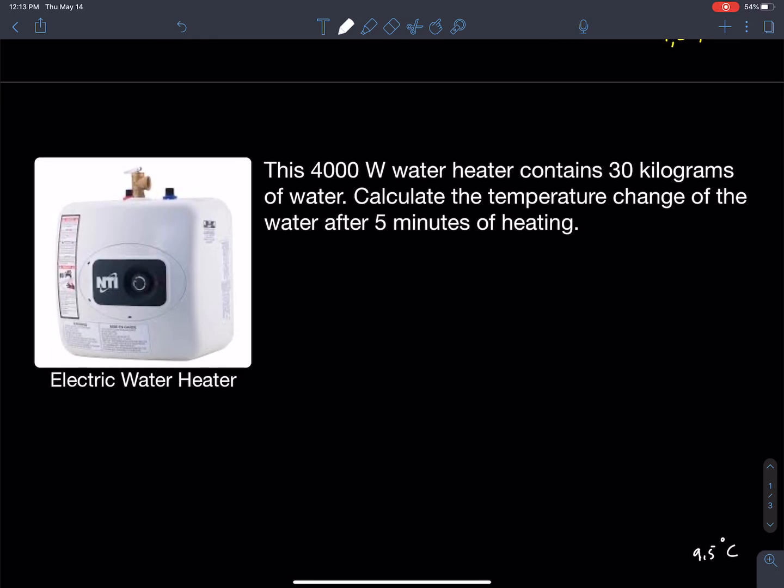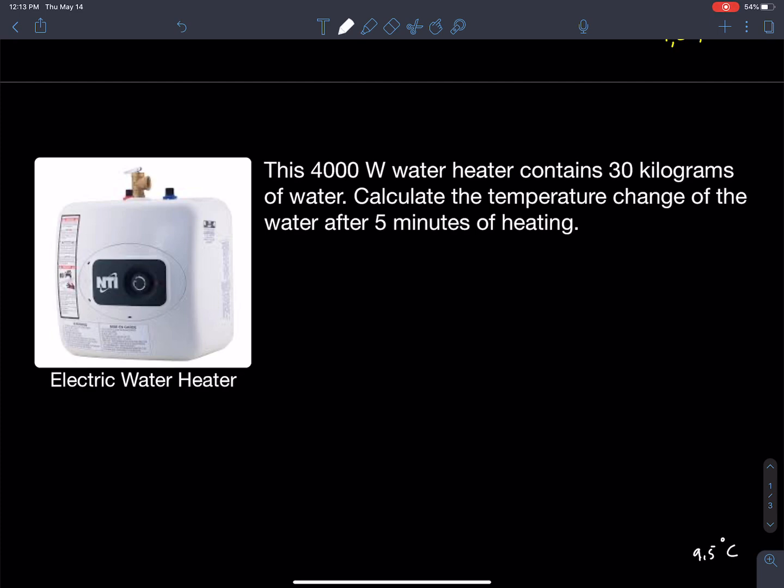Well, here is an example of, let's say, a 4,000 watt heater, a 4 kilowatt heater, which contains 30 kilograms, 30 liters, of water. Calculate the temperature change of the water after 5 minutes of heating. Okay, here is your grand finale, the big question. Now I understand how electricity does something cool like heating water in a water heater. Okay, so it's a 4,000 watt water heater, 30 kilograms of water, 5 minutes of heating.